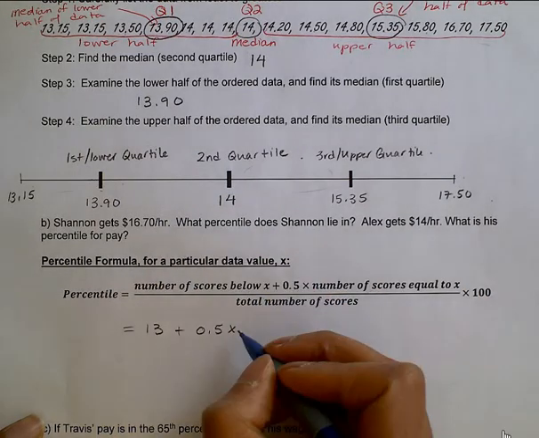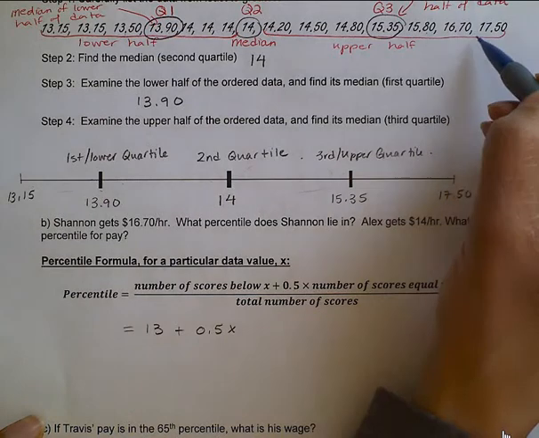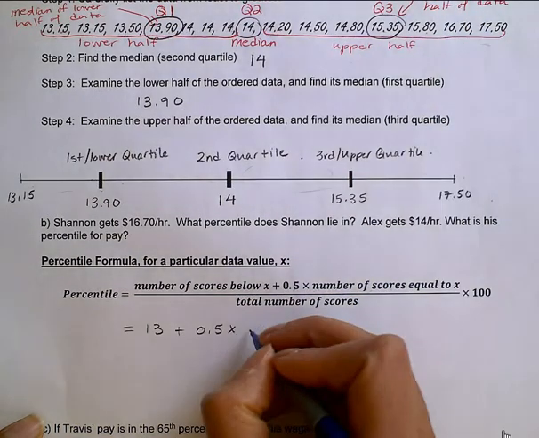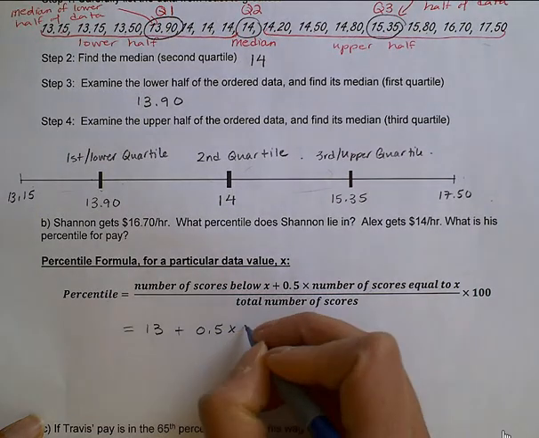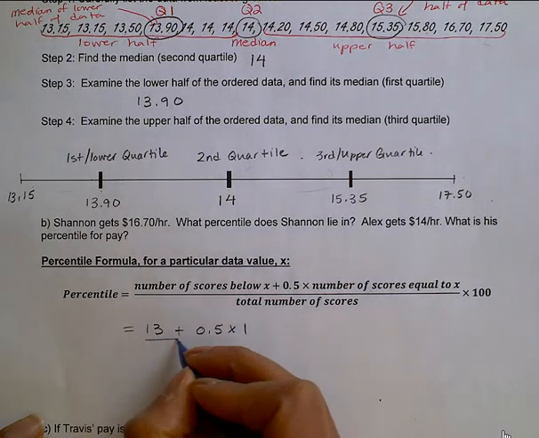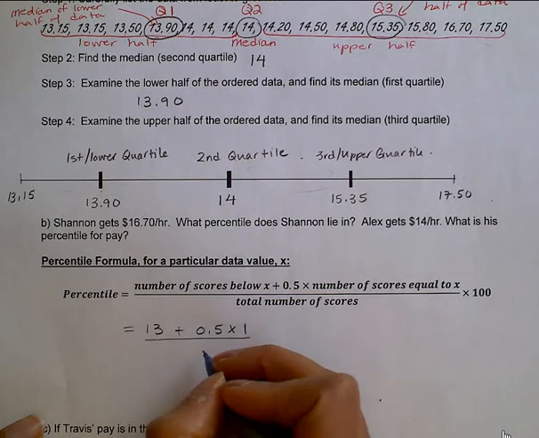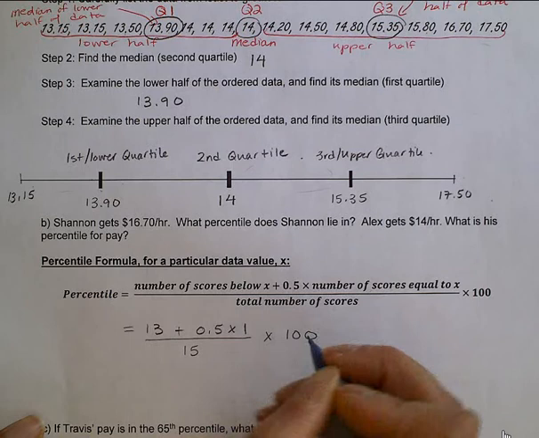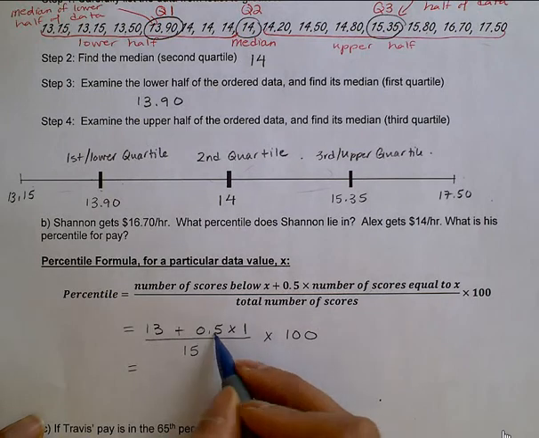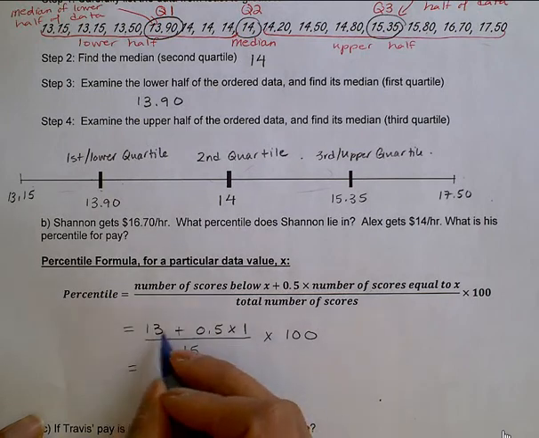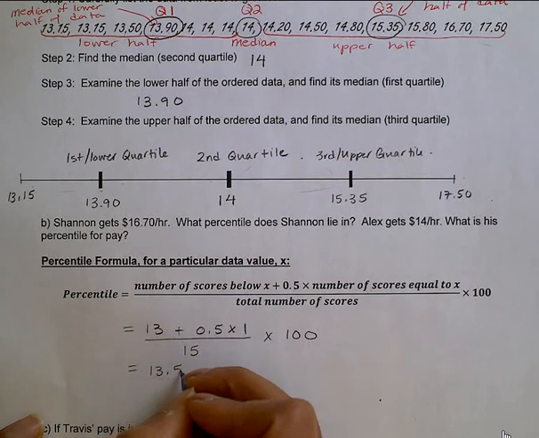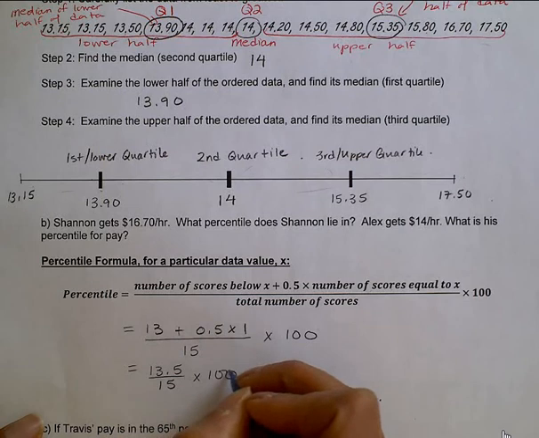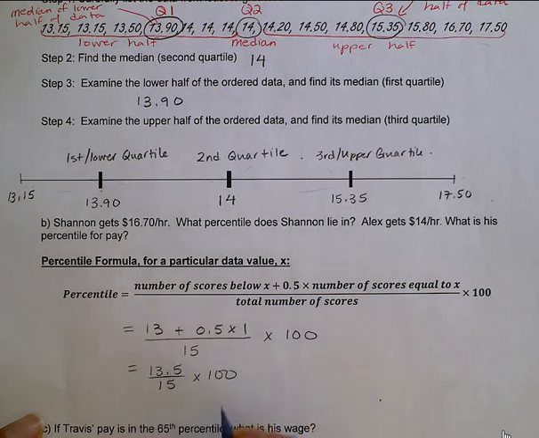So it's times, there's only one score or value of $16.70. So it's 0.5 times 1, all over the total number of scores, which is 15. And then I'm going to multiply that by 100. Okay, so 0.5 times 1 is just 0.5, plus 13 gives me 13.5 on the top, divide by 15. And when I work this out on my calculator, I get exactly 90.